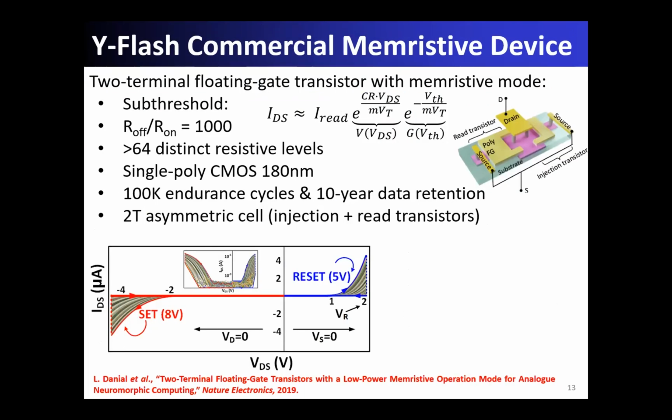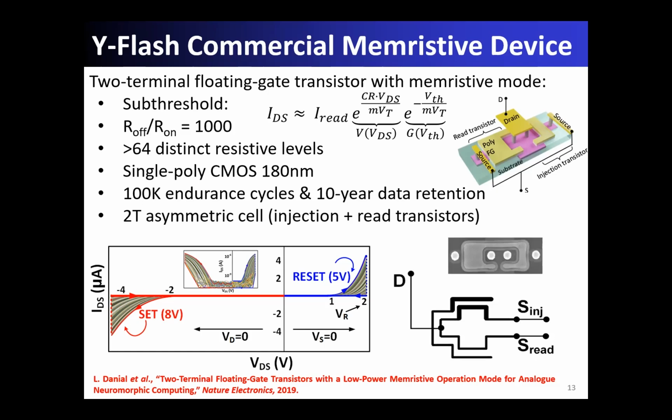So as I said, motivated by the technological maturity of floating gate devices, we propose, in collaboration with Tower Semiconductor, a two-terminal floating gate memristive device that operates in the subthreshold domain, which is a power efficient operation mode. And it achieved excellent memristive characteristics, for example, 3 orders of magnitude current dynamic range and more than 64 distinct resistive levels. This device was implemented in a commercial CMOS process, single poly CMOS 180 nanometer. It also has mature characteristics with 100 kilo cycles of endurance and 10-year data retention.